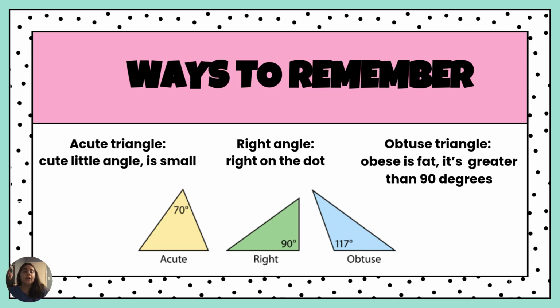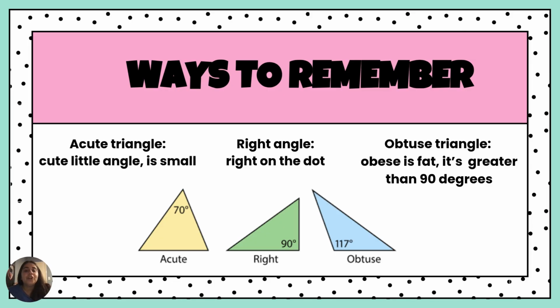So, ways to remember. Like we said, there are three types of triangles. The first one is called an acute triangle, and it's considered a cute little angle. It's small, okay? Then we have a right angle, and a right angle looks like it's just on one side, and it looks like this. If you're ever wanting to know what a right angle is, it's going to look like this, okay?